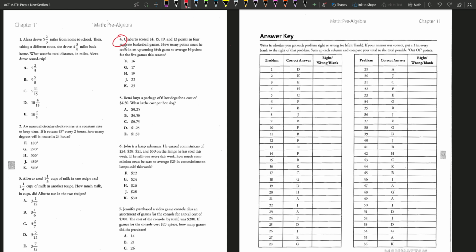Yeah, so you want to add these 4 numbers and then a 5th and then divide those, right? So we want to add 14 plus 15 plus 19 plus 13. So those are the first 4 games. And we want to see how many he has to score for a 5th game in order to average 16 points.